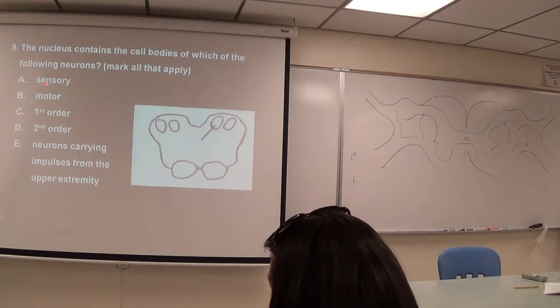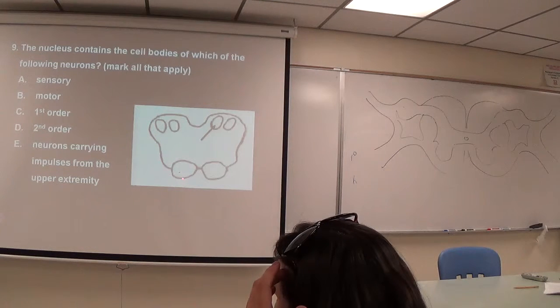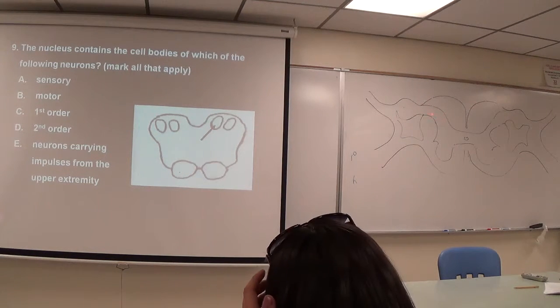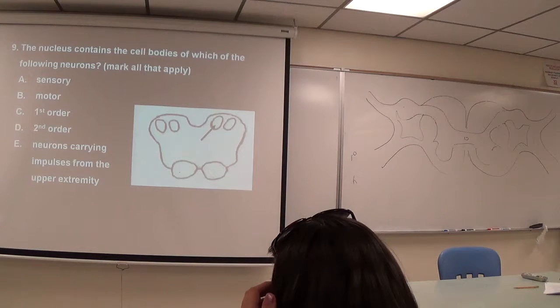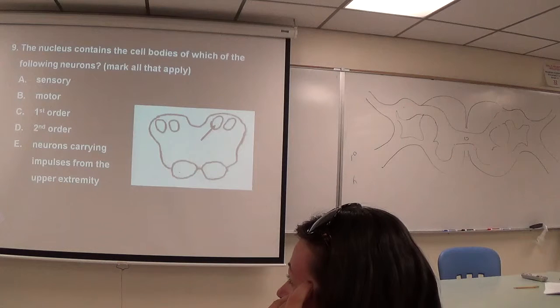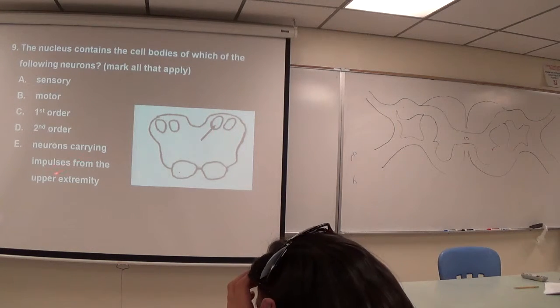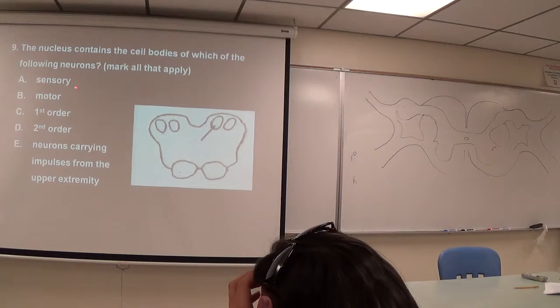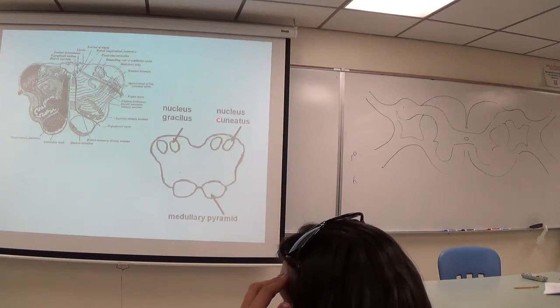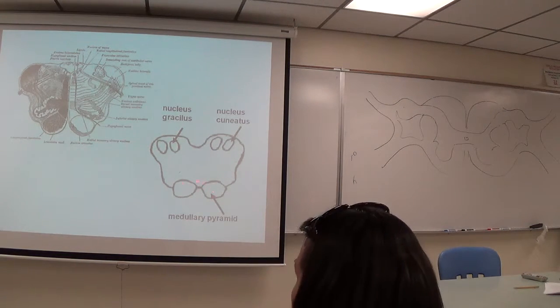Sensory. And second order. Because this is, and we're going to look at this, if you're not sure why, most of our second order neurons form the posterior gray horn. But the nucleus gracilis and cuneatus is formed of the second order neurons for a particular pathway. And gracilis comes from the lower extremity, so it would only be sensory and second order. So here's nucleus gracilis, and right next to it is nucleus cuneatus, medullary pyramids.